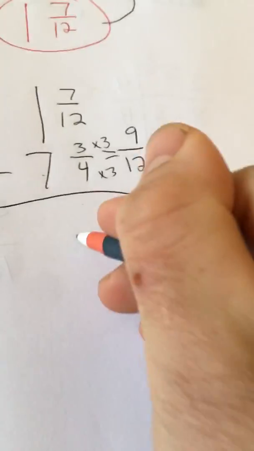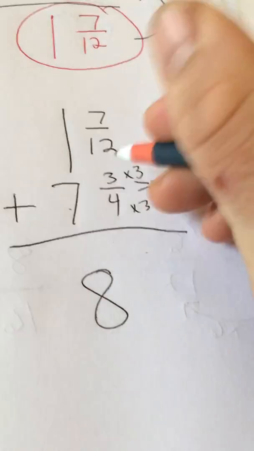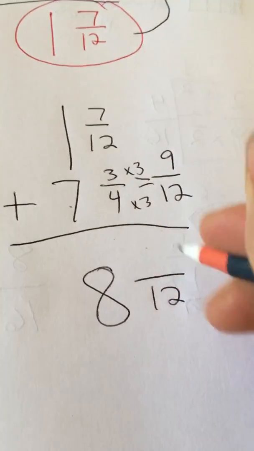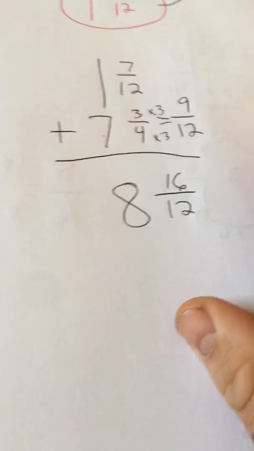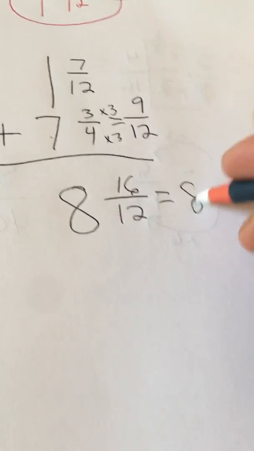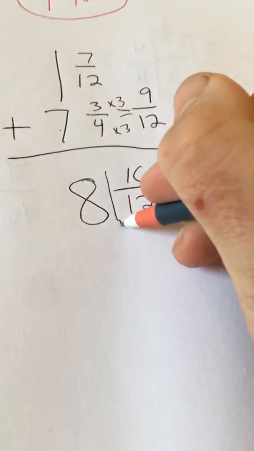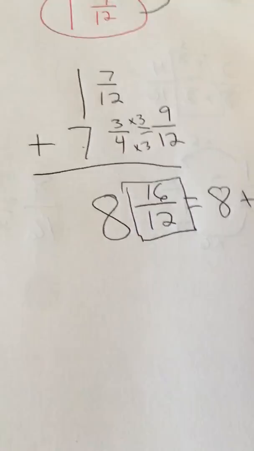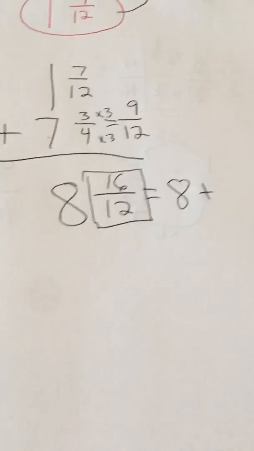7 plus 1 made our 8. 12ths plus 12ths are 12ths. 7 plus 9 is 16. And now we have 8 plus, this is an improper fraction. So we just have to change this into a mixed number. So we're dividing. This is 16 divided by 12.